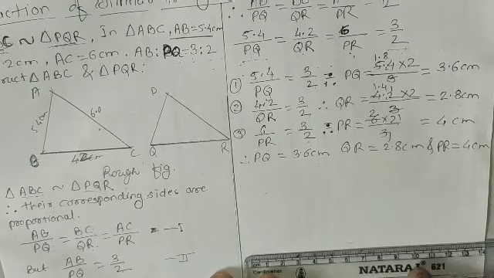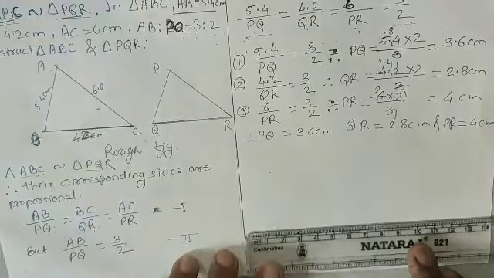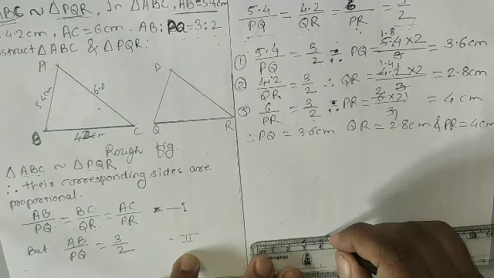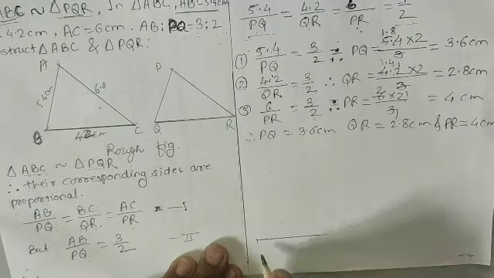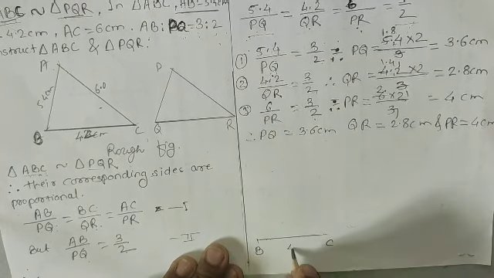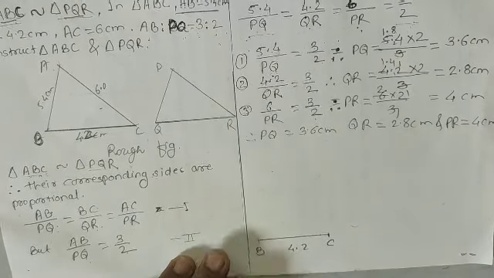Can you see? So here it is 4.2. Here it is my BC 4.2. Okay, BC is equal to 4.2.